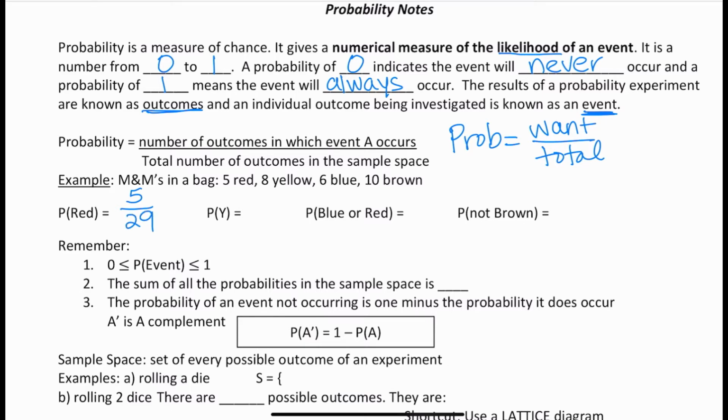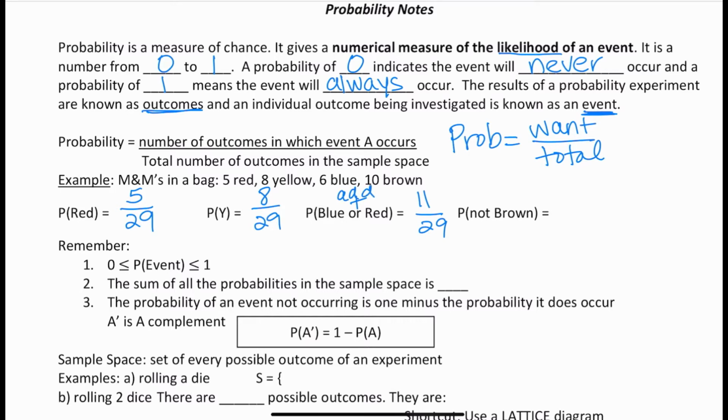So that means that the probability of choosing red is 5 out of 29. The probability of choosing yellow is going to be 8 out of 29. The probability that you pick blue or red, you're going to have to add the blue plus the red, so it's 11 out of 29. And later on, you're going to learn that "or" in probability means to add, means plus.